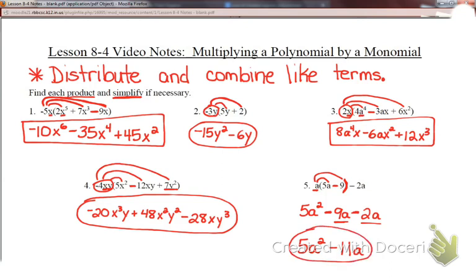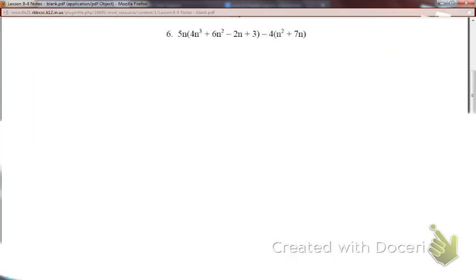Alright, we will move on now to number 6. Number 6 looks pretty long, and it is. There's a lot to do in this problem, but we'll just take it step by step. We actually have 2 sets of parentheses and some distributing to do with each set. So we'll just do that first.